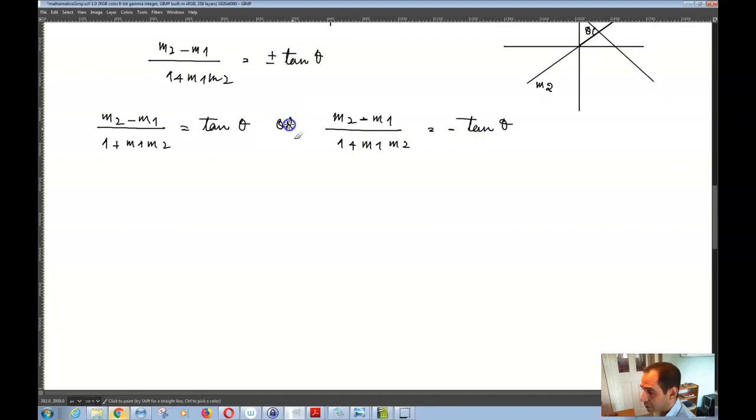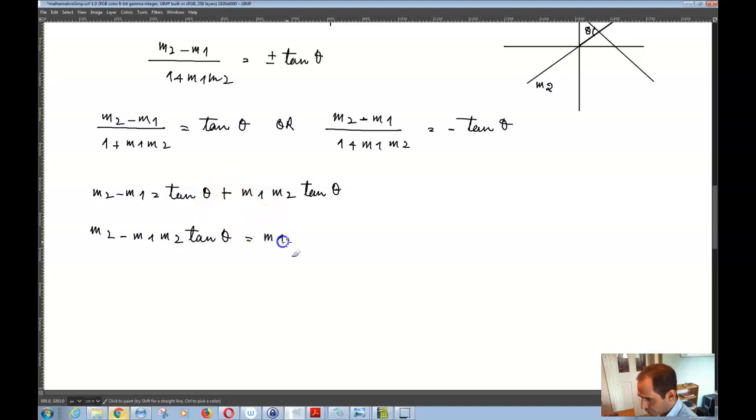And in this case I have m2 minus m1 is equal to tan theta plus m1 m2 tan theta, and then I can take this to the other side of the equation. m2 minus m1 m2 tan theta is equal to m1 plus tan theta.